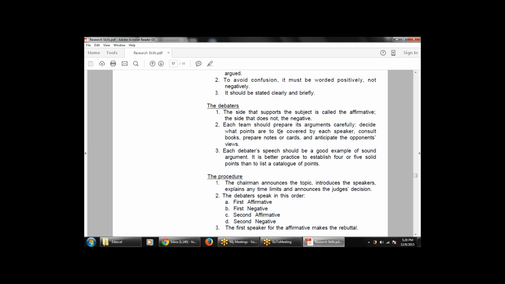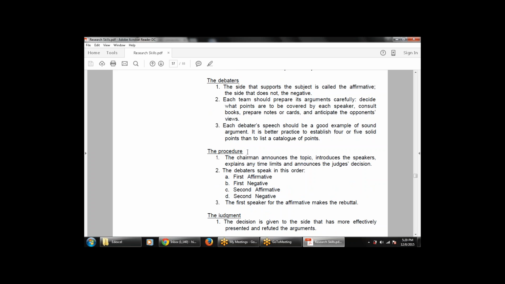Then each debater's speech should be a good example of a sound argument. That means whatever the debate or content given, the speech is a good example of a sound argument. And it is better practice to establish 4 or 5 solid points than to list a catalog of points. So instead of giving a full-fledged paragraph or speech, it's better to establish 4 to 5 solid points that contribute in favor of or against the topic.